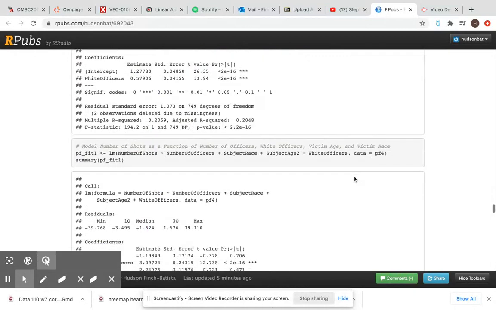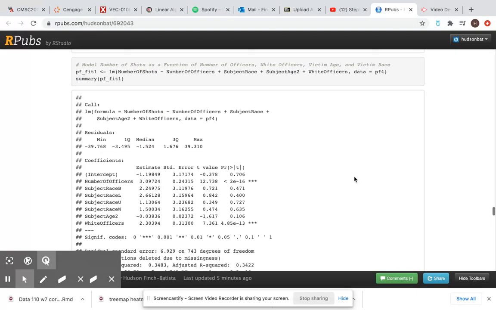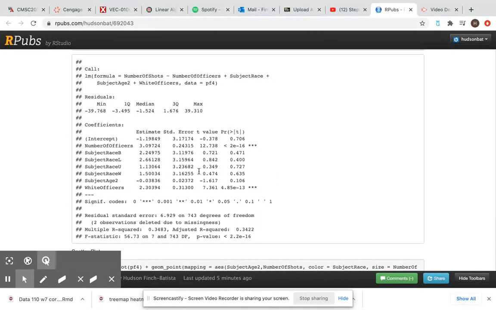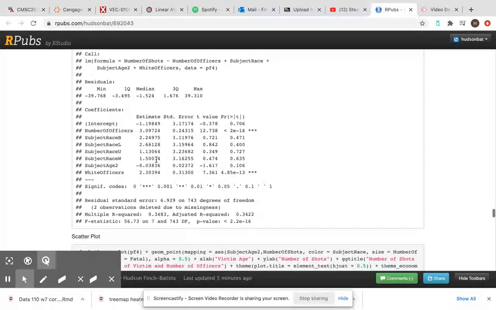Another thing that I did was I wanted to see if the number of shots fired could be modeled as a linear function of the number of officers involved, the number of white officers involved, the race of the victim, and the age of the victim. And as you can see from the output of the model here, for every additional officer, there's another 3 shots fired. For every additional Black victim, there's another 2.25 shots fired. For every additional Latino victim, there's 2 2/3 shots fired, and so on.